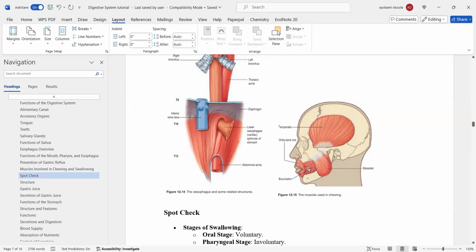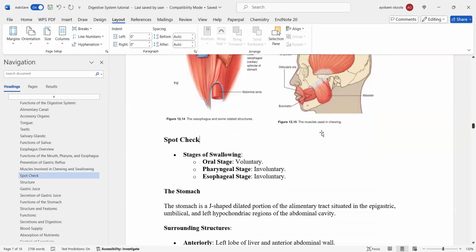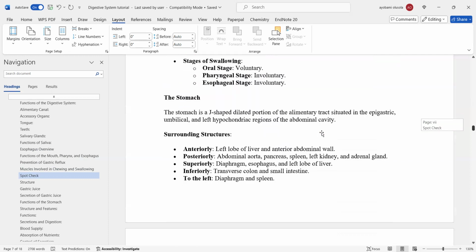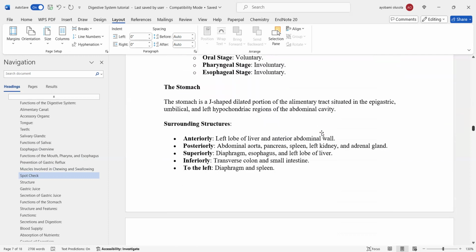Now this muscle, when you chew gum for long, it starts paining you. This temporalis muscle shows you that it's also involved in chewing. Okay, so let's discuss the stomach.